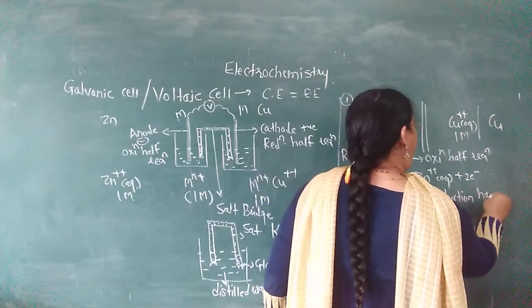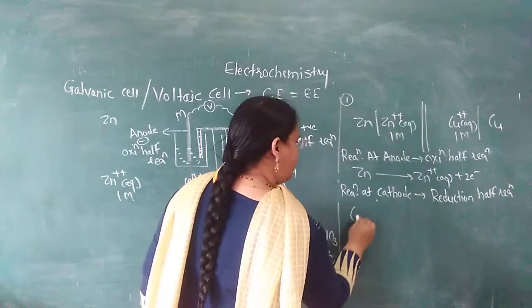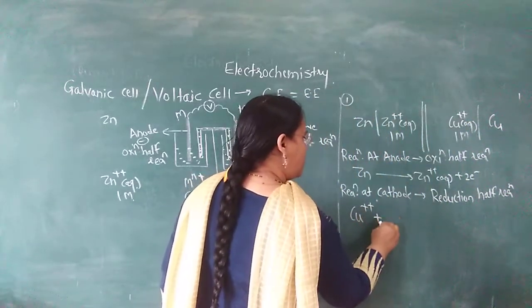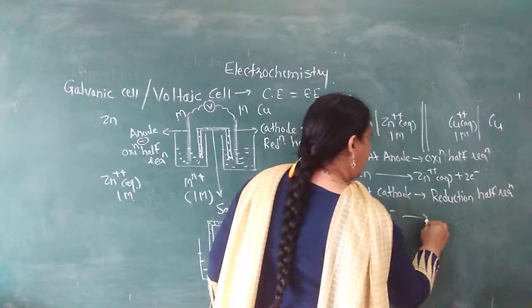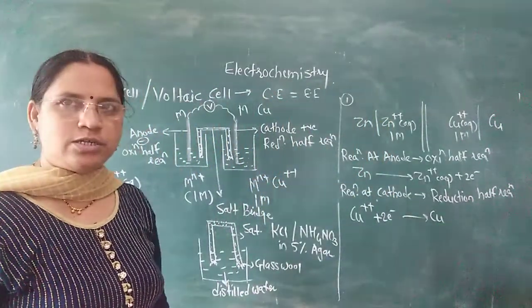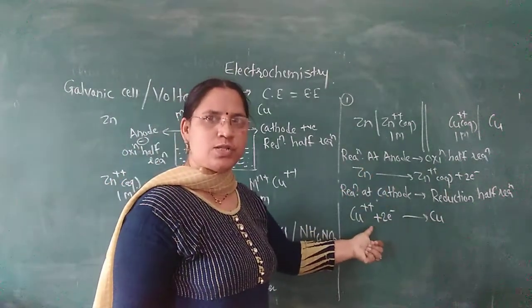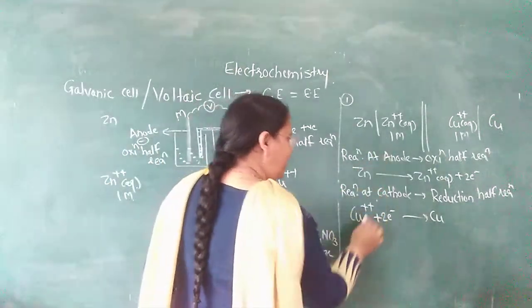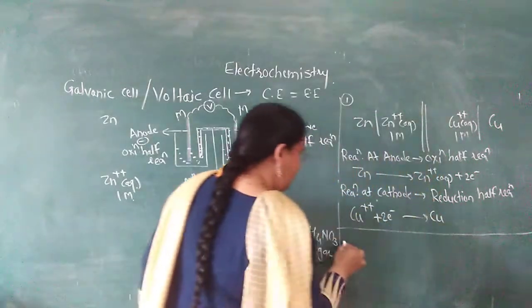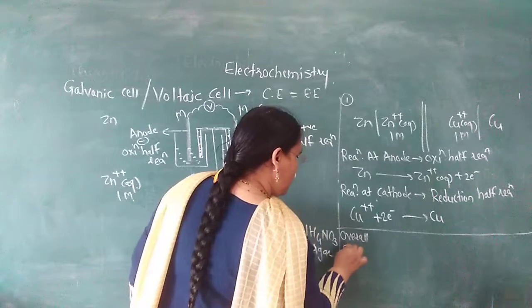Reduction half reaction. So which one is the reduction half reaction? Cu++ ion gains the 2 electrons and is converted to Cu. So this is our reduction reaction. And what about the redox reaction? Addition of oxidation and reduction is called the redox reaction. If we add these two reactions, we will get the overall reaction, called the redox reaction.